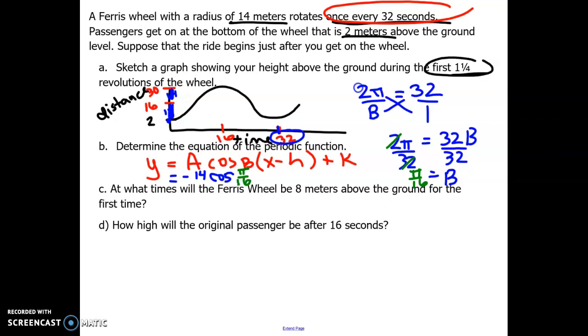Now these real life questions will have a weird b value. It usually isn't just like a nice 2 or a half or something. So again, use your little formula, cross multiply to get your b.